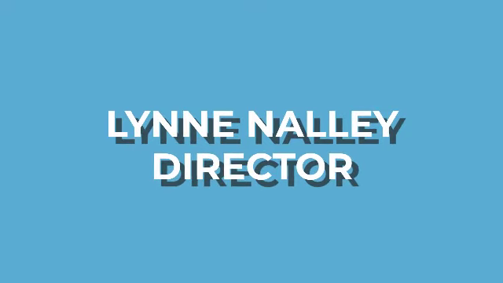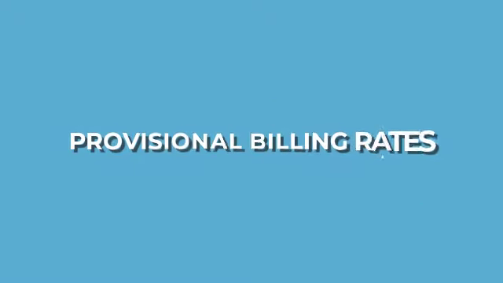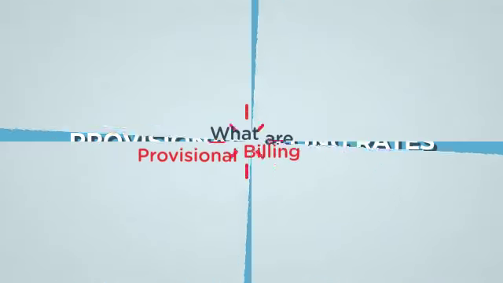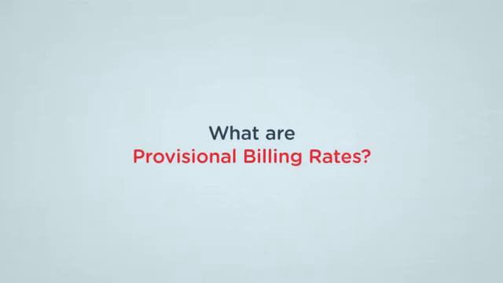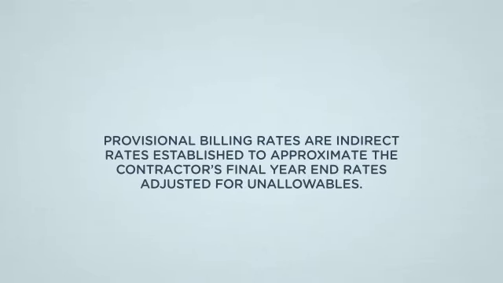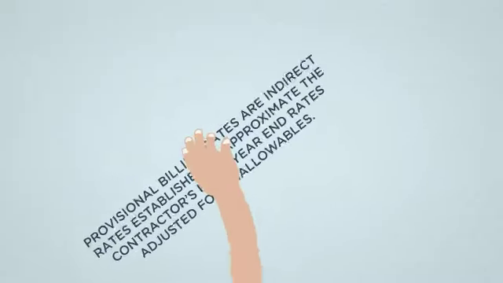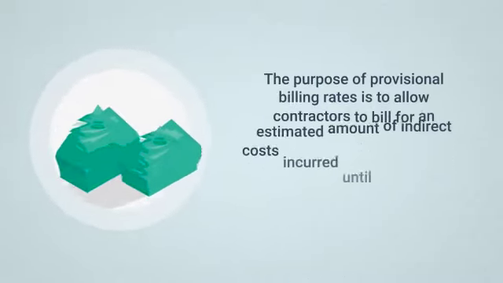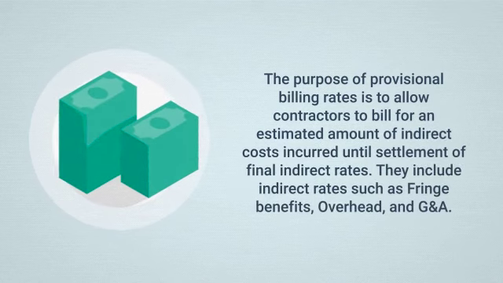Today I'm going to talk to you about the importance of provisional billing rates. So what are provisional billing rates? Provisional billing rates are indirect rates established to approximate the contractor's final year-end rates adjusted for unallowables. The purpose of provisional billing rates is to allow contractors to bill for an estimated amount of indirect cost incurred until settlement of final indirect rates. These include indirect rates such as fringe benefits, overhead, and G&A.